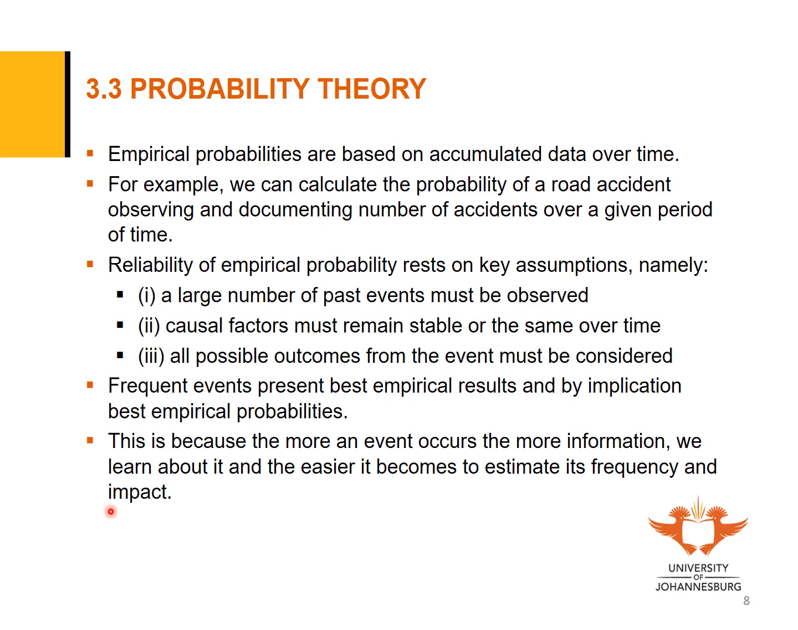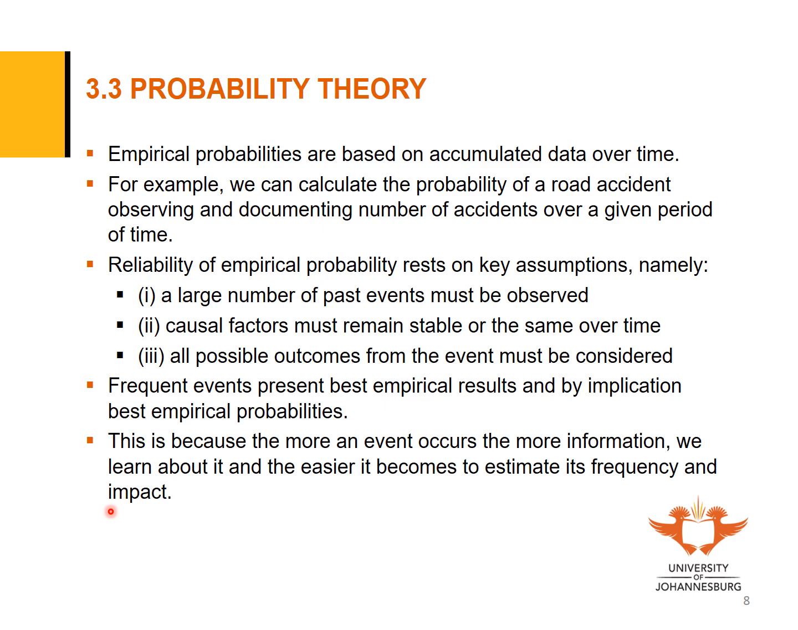So the reliability of empirical probability rests on key assumptions. First, a large number of past events must have been observed. Right? You can determine the number of car accidents that took place in a particular province, for example, over a certain time period. Second, causal factors must remain stable or the same over time. For example, if we're looking at accidents that take place in the summer or the rainy season, right? The factors remain the same. So the environment is pretty much the same. The weather conditions, pretty much the same. So that's when you can do empirical probability.